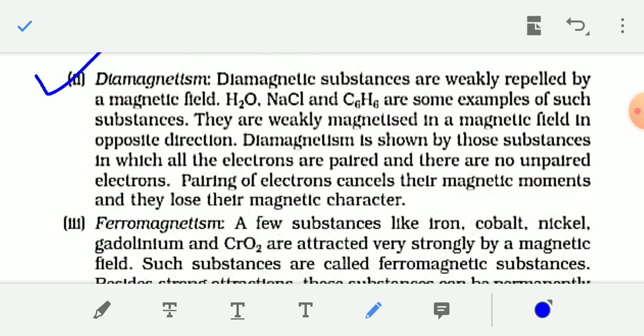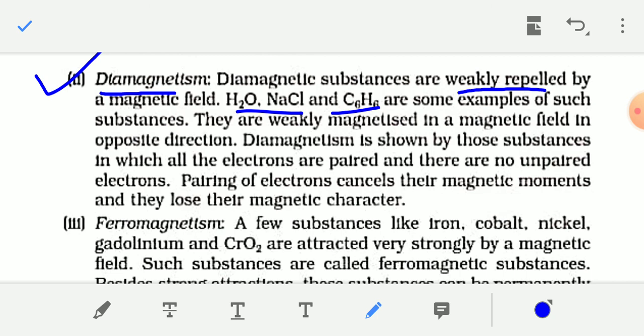Now second, diamagnetic. These are weakly repelled, not attracted. Diamagnetic substances are weakly repelled by a magnetic field. Examples of diamagnetic substances: water, NaCl, benzene, C6H6.